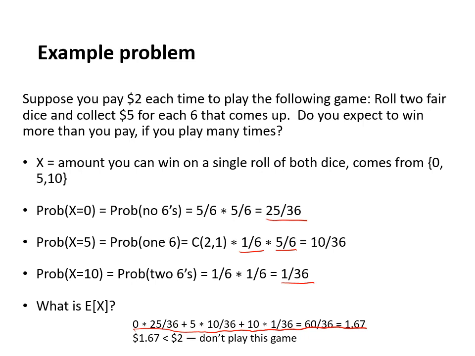And because 1.67 is less than the $2 that we are putting in, this tells us that we should not play this game. We will be earning less money than we are putting in. So this is a nice example of how we can leverage probabilities and the theory behind them to figure out whether it's worth playing some game on chance or not.